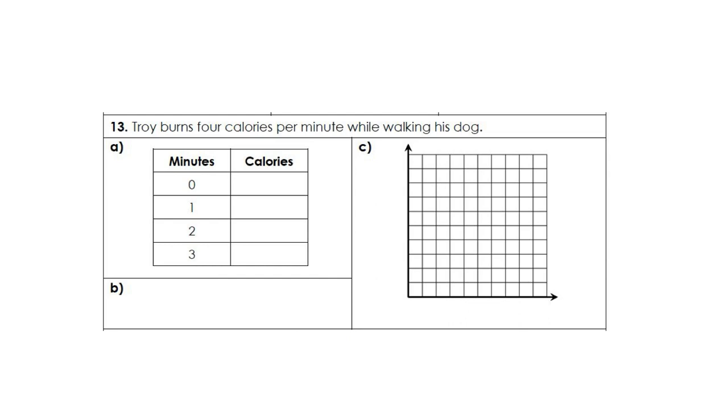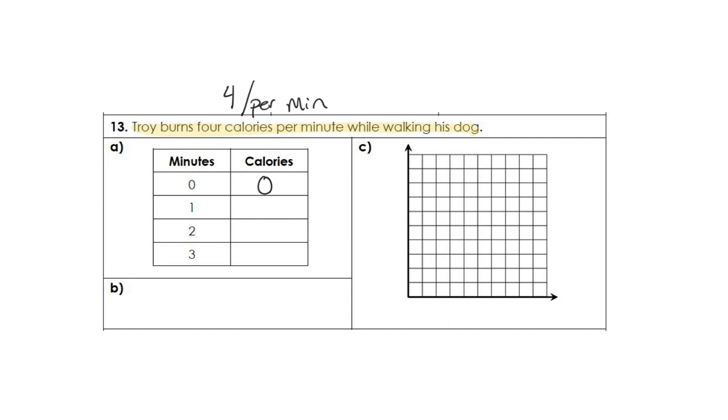Now we are taking some words and we're going to try to go ahead and create a chart, an equation, and a table to kind of model the information we're reading. So we know that Troy burns 4 calories per minute while walking his dog. So if he walks his dog 0 minutes, so if he doesn't walk his dog, he doesn't burn any calories. Okay, so 0. So 4 calories per 1 minute. So we can even write that out, 4 per minute.